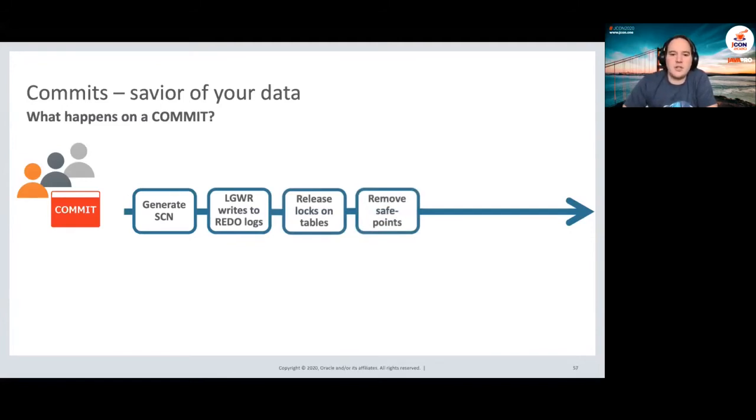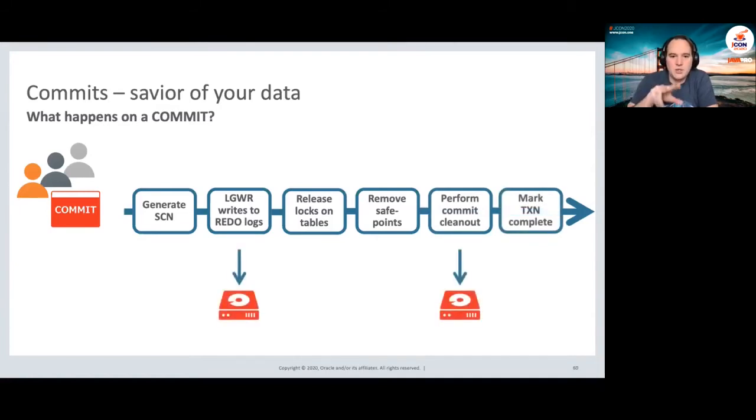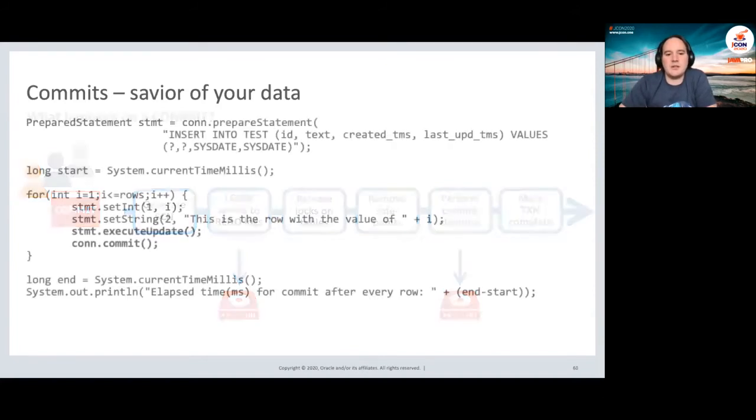Save points are also a feature that's often overlooked in databases, that you can actually issue save points throughout the transaction. And then we perform this commit cleanup, as we say, basically marking these records as completed on disk, and then mark the transaction complete. And there are those 2 points that go to disk. The log writer writes to the redo logs, and the commit cleanout that may or may not happen all the time, but those are the 2 points when you hit the disk.